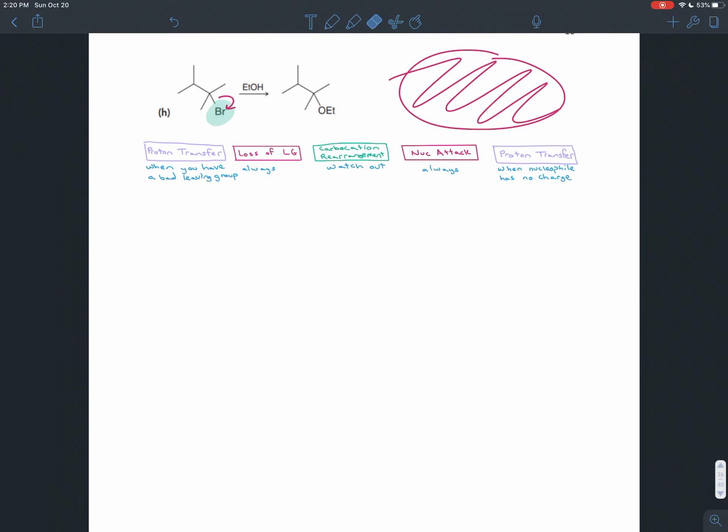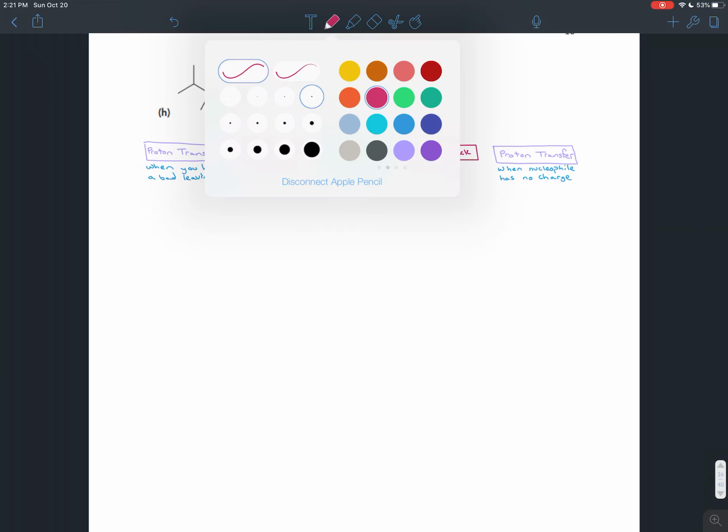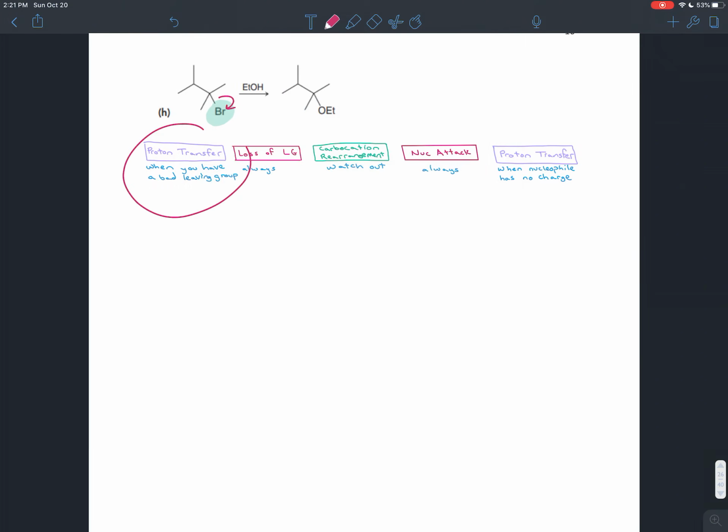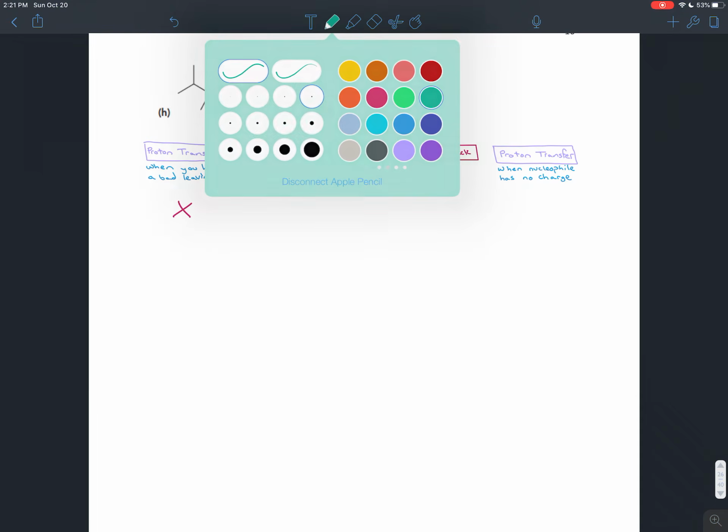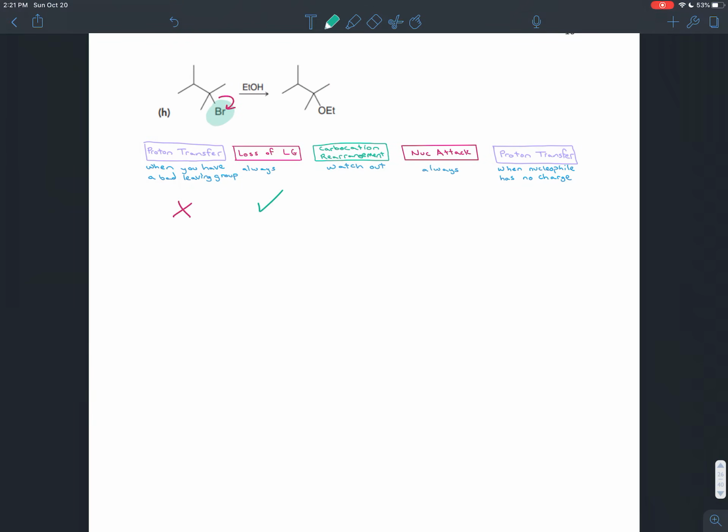It can take those electrons, spread them out over its enormous size, and stabilize them by diluting that charge in space. So we have a great leaving group. You only have to do this if you have a bad leaving group, so we don't need that proton transfer in the beginning of the mechanism. You'll always have to do loss of a leaving group in a substitution reaction.